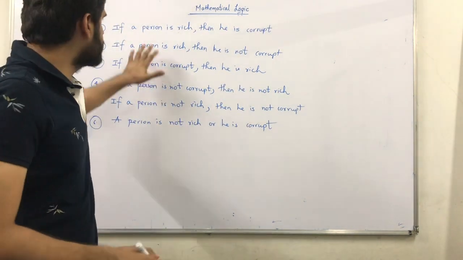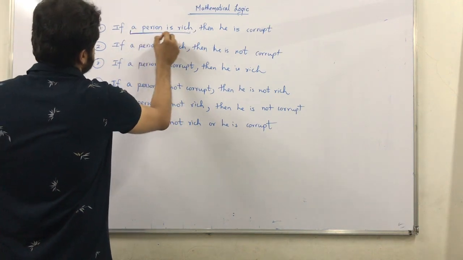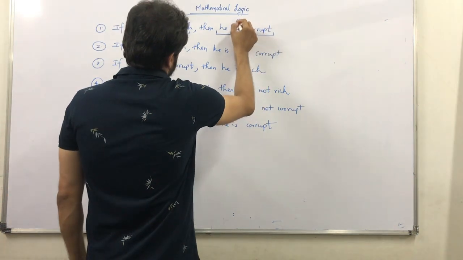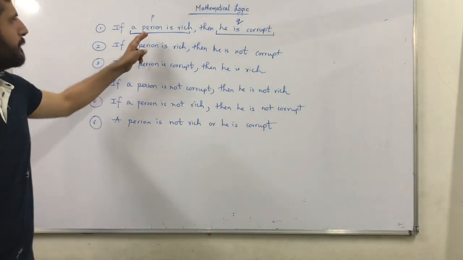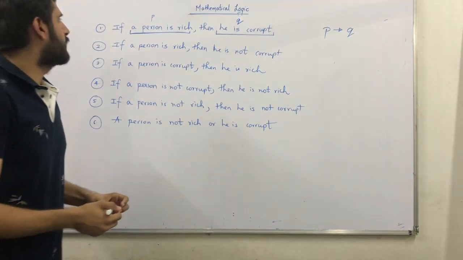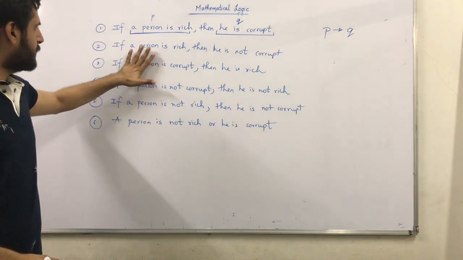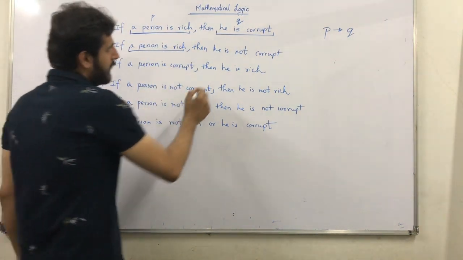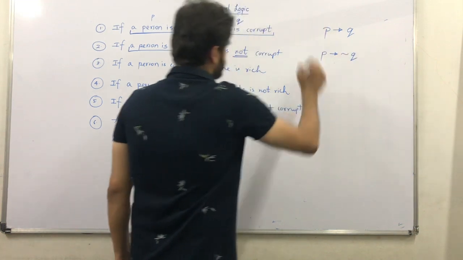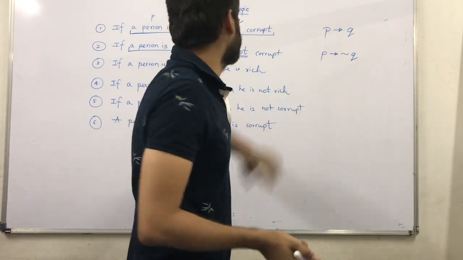So we have, if a person is rich, then he is corrupt. The first part is the antecedent, if the person is rich, and we can write that as P. He is corrupt, we can write this as Q. The symbolic form is P implies Q. Then if the person is rich, then he is not corrupt: person is rich is P, not corrupt becomes negation Q, so we have P implies negation Q.